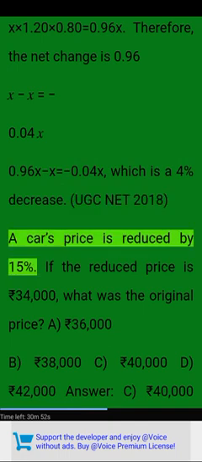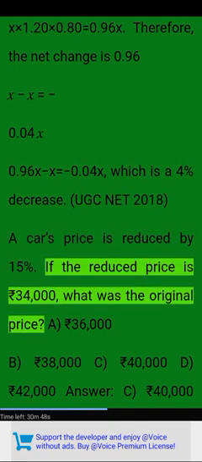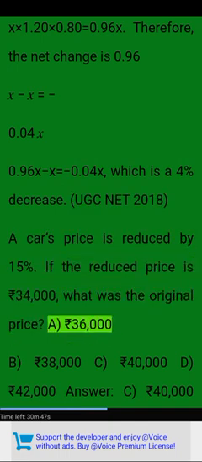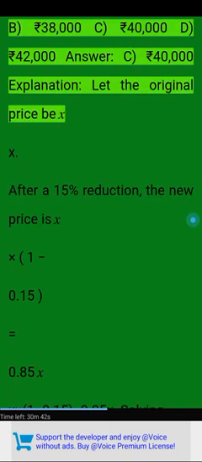UGC NET 2018. A car's price is reduced by 15%. If the reduced price is 34,000 rupees, what was the original price? A. 36,000 rupees. B. 38,000 rupees. C. 40,000 rupees. D. 42,000 rupees. Answer: C. 40,000 rupees. Explanation.